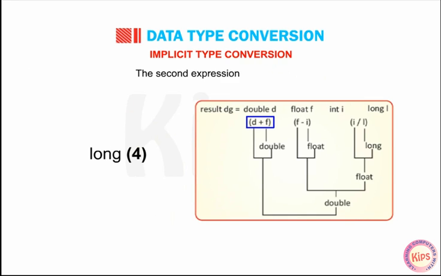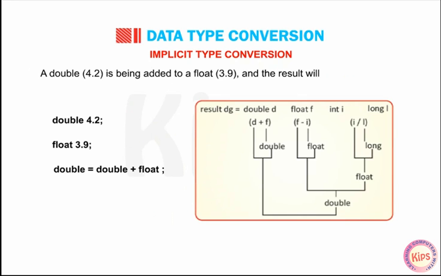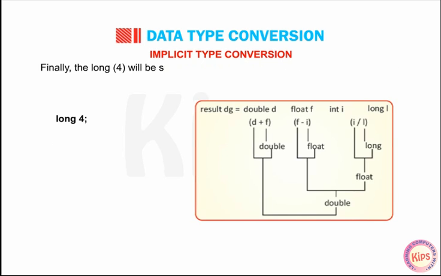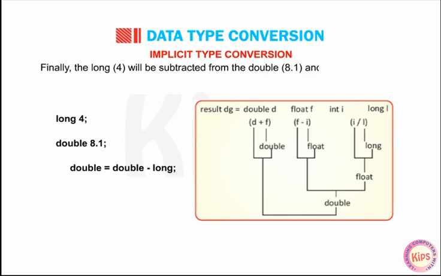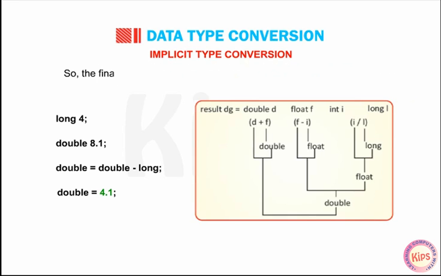The second expression is d + f. A double 4.2 is being added to a float 3.9 and the result will be a double 8.1. Finally, the long 4 will be subtracted from the double 8.1 and it will result in the double 4.1. So the final result, double 4.1, will be stored in the double variable dg.